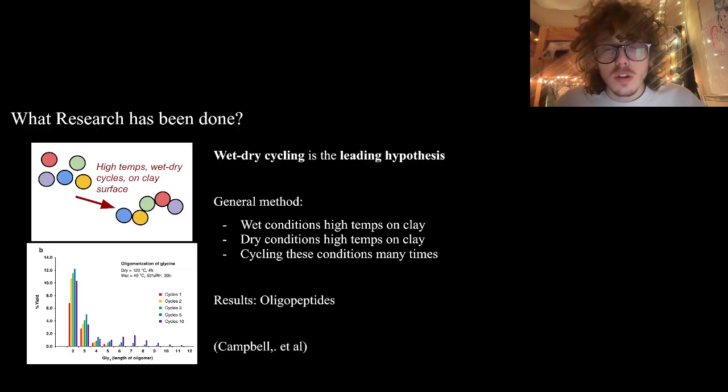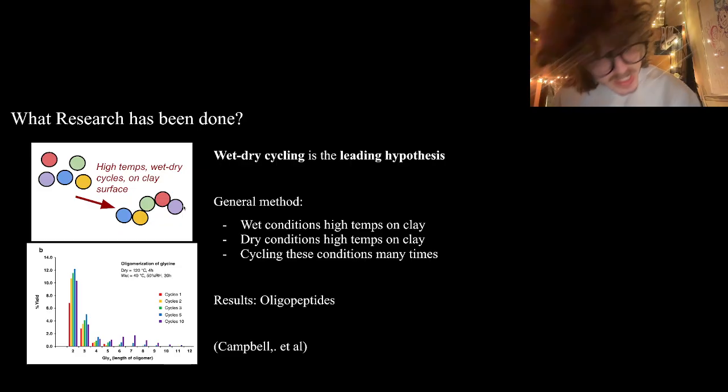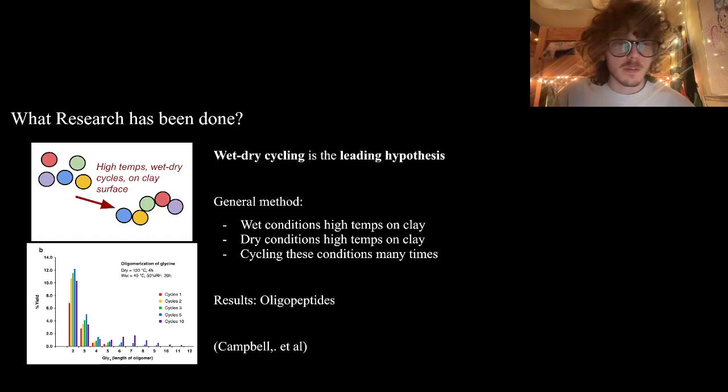So what kind of research has already been done? Well, when we're talking specifically about the polymerization of amino acids to form peptides, the leading hypothesis is wet-dry cycling. So you have a bunch of amino acid residues, they come together and form a small oligopeptide. And to do this, you invoke high temperatures, you have a clay surface, and what you're going to do is induce an aqueous environment, then take that aqueous environment away, and cycle that many times, and you get oligopeptides.